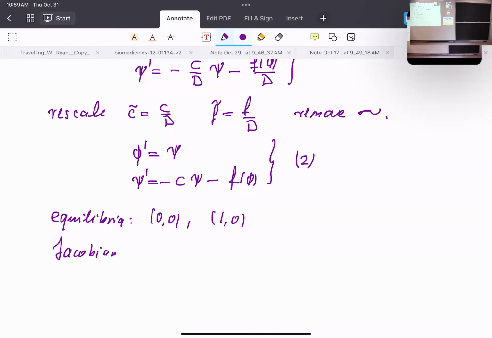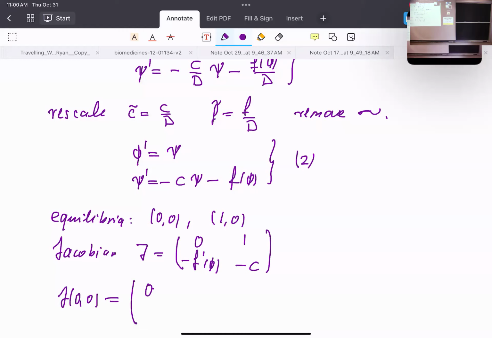And this time I write down the Jacobian. So here I get 0 and 1 minus f prime at 0 at phi and minus c. Right, so if we differentiate the first function by phi, you get 0. By psi, you get 1. Second, you differentiate by phi, you get f prime with a minus sign, and you go minus c. So that's the Jacobian. And then if we sub in 0, 0, what do we get?